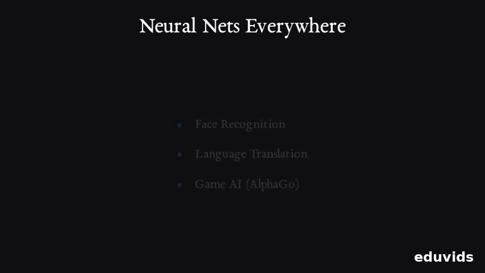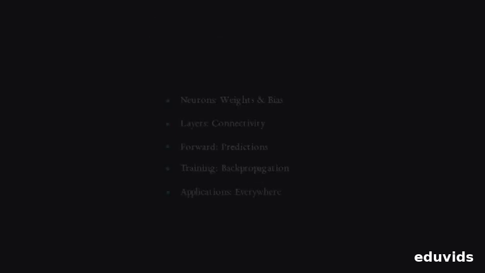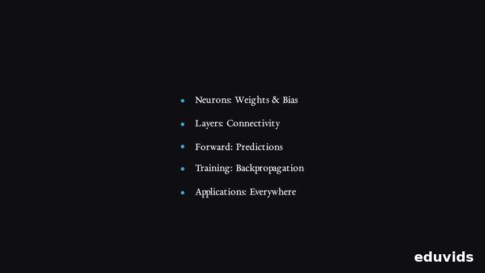Once trained, the same ideas scale to recognize faces, translate languages, and even beat humans at complex games. Neurons combine inputs with weights and bias. Layers stack these neurons, and forward plus backward passes train the whole network. Explore deeper and you can build systems that see, hear, and understand the world around you.